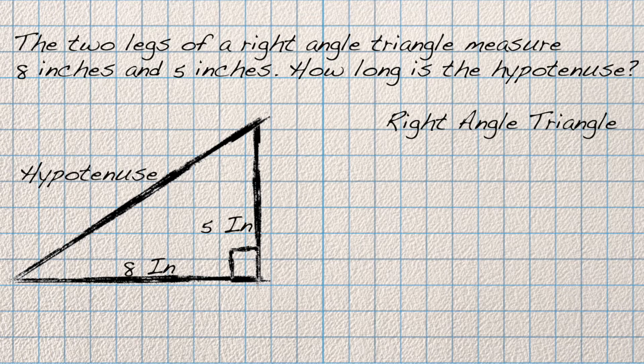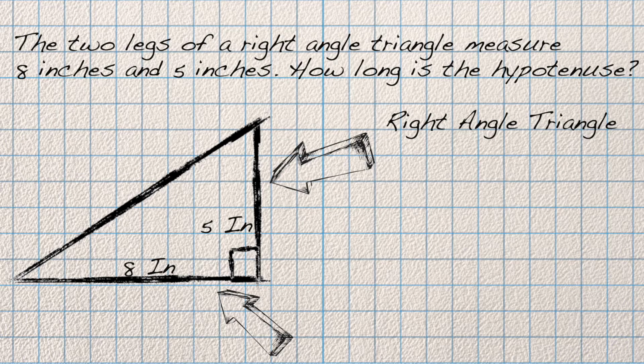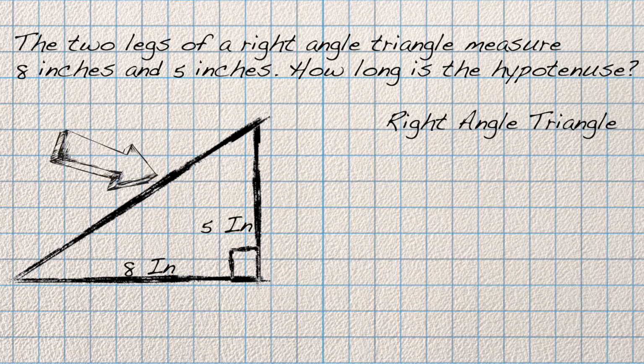Now, we're told that the two legs of a right-angled triangle measure 8 inches and 5 inches. So, this leg is 8 inches long and this leg is 5 inches long. What about the hypotenuse? Well, that is what we are asked to find. But how do we find it? Let's use the Pythagorean Theorem.